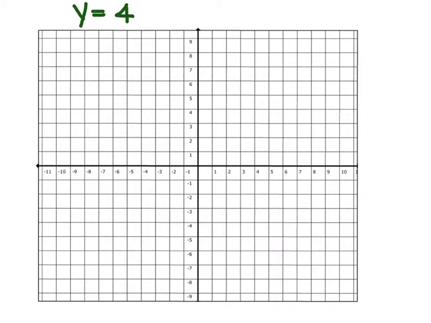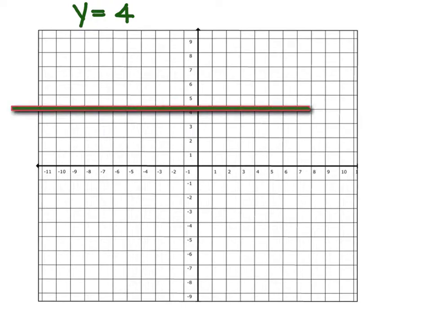Here's another y equals just a number. In this case, y equals 4. Find 4 on the y-axis and then make a line that goes straight through it. Y goes left and right.